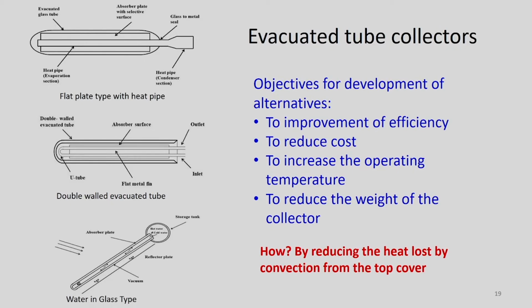There are many configurations. The first configuration is a flat plate type with heat pipe. Heat pipes are used; I will explain in the coming slides how a heat pipe works. Then there are double walled evacuated tubes, where vacuum is maintained between the tubes so that convective heat losses can be minimized. The third configuration is the water-in-glass type. Here some kind of reflectors are used to heat the fluid, and finally it is collected in the storage tank. Let us learn these evacuated tube collectors in a deeper sense.